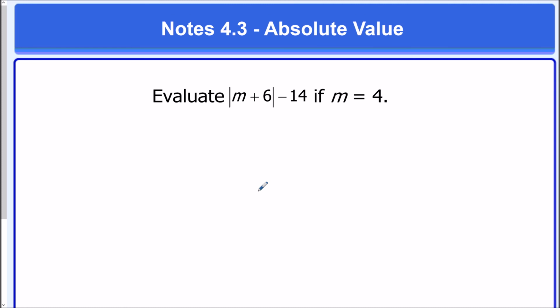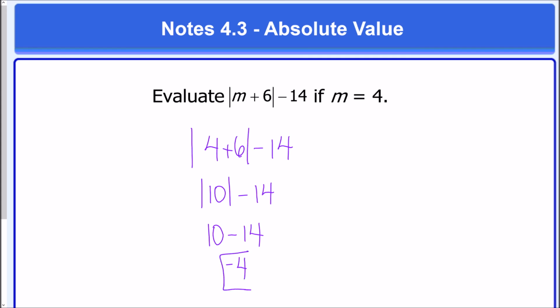So the first question that I have you looking at here is to evaluate the absolute value of m plus 6, minus 14, if m equals 4. So I'm going to substitute the 4 in right here. So I end up getting 4 plus 6 minus 14. And then right here, 4 plus 6 is 10. So it's the absolute value of 10 minus 14. The absolute value of 10 is 10. So 10 minus 14, the final answer is negative 4.